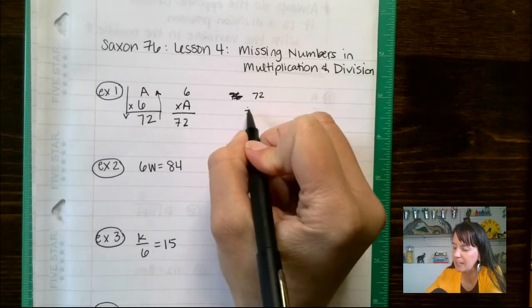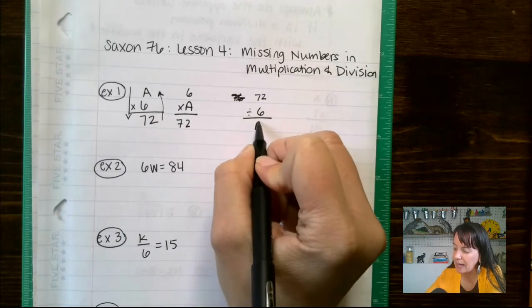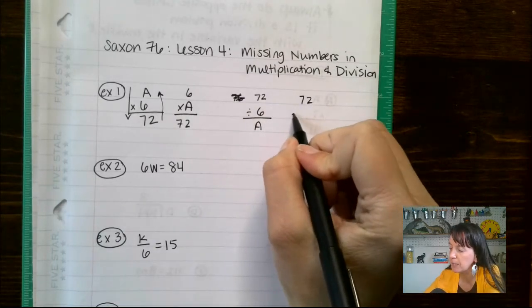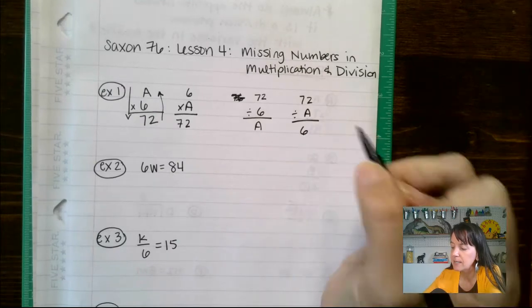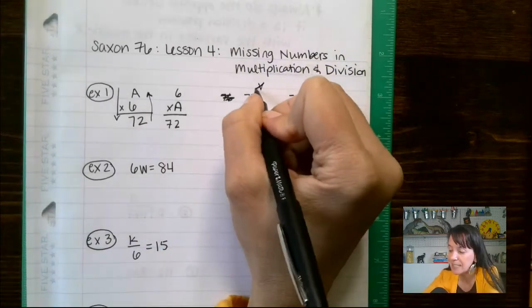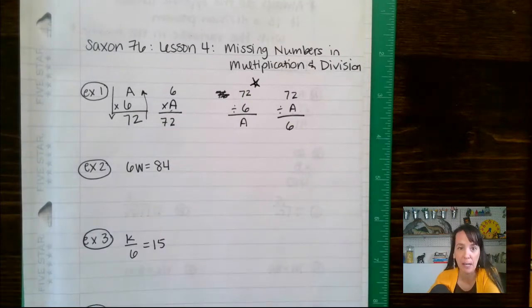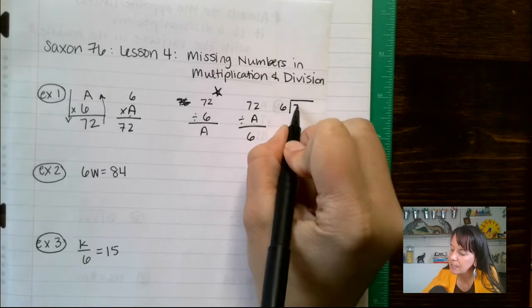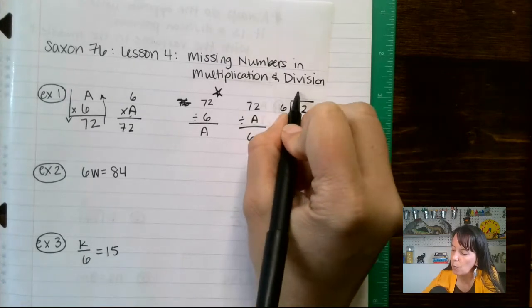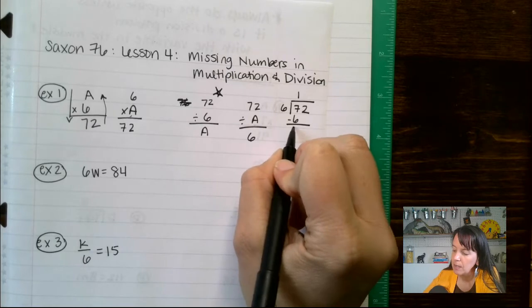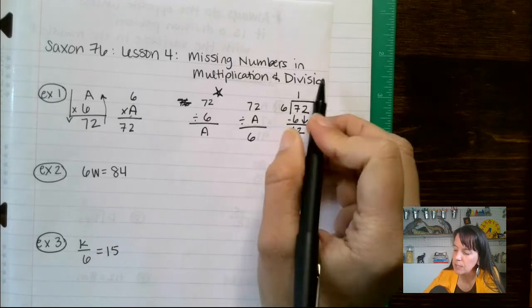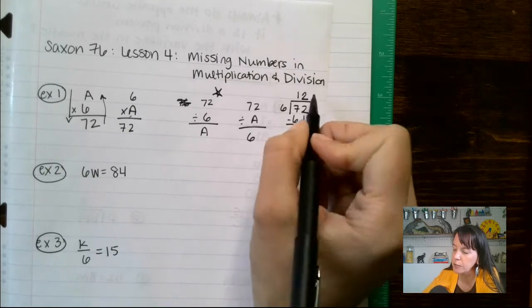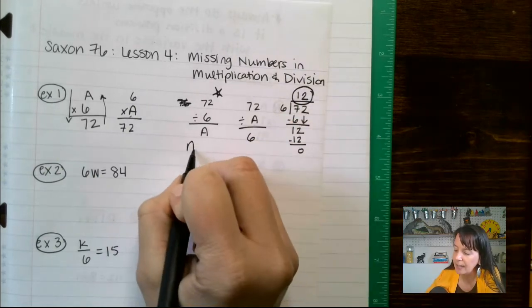72 divided by 6 gives me a, or, because it's division, I can flop these last two: 72 divided by a is 6. Now, the only one that I can do is this one right here. All these other ones are not really helpful, but this one, 72 divided by 6, let's go ahead and do that. 6 into 72. 6 goes into 7 one time without going over. Subtract and bring down. 6 goes into 12 2 times. 2 times 6 gives me 12, so I have no remainders. So my answer is a equals 12.